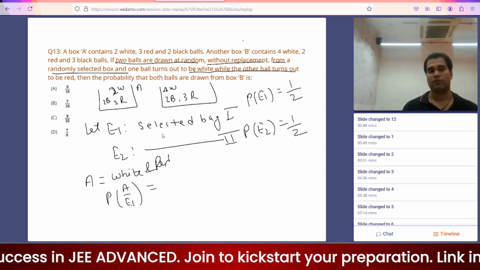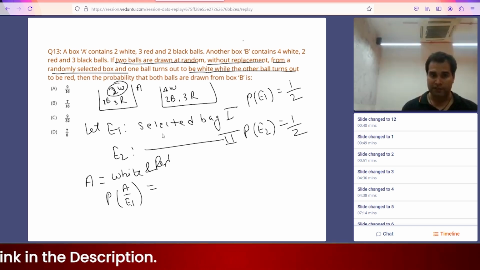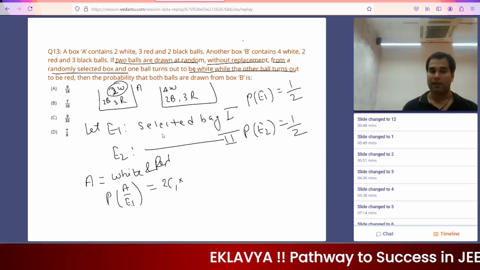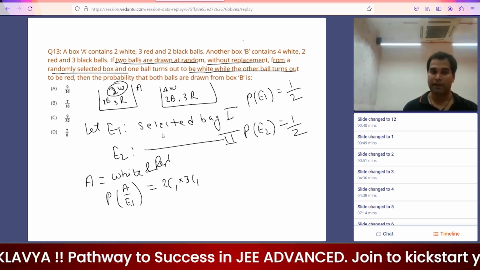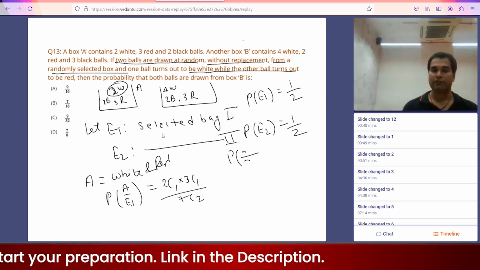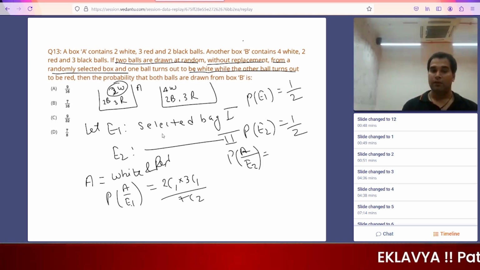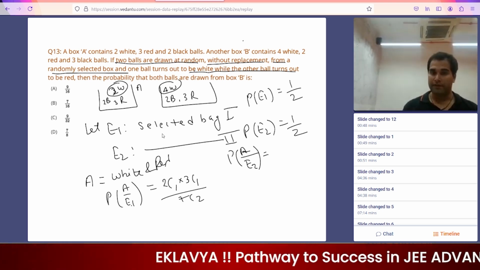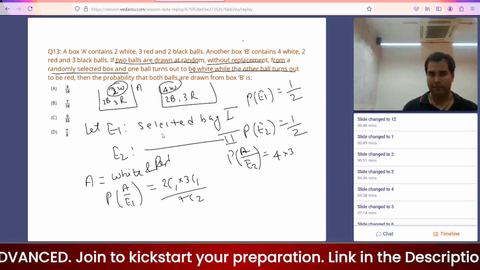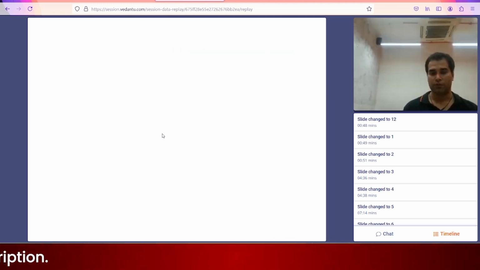So the total is 7. One white ball selected means 2C1, one red ball means 3C1, upon 7C2. Next, when bag E2 is selected and one white and one red ball is drawn, the white balls are 4, so 4C1, and the red balls are 3, so 3C1, upon 9C2.